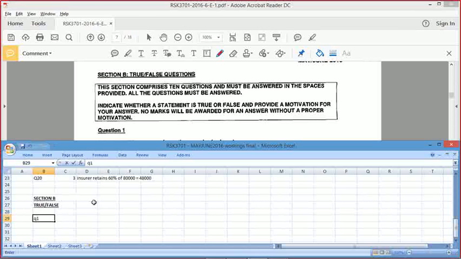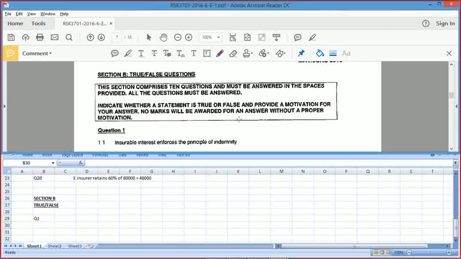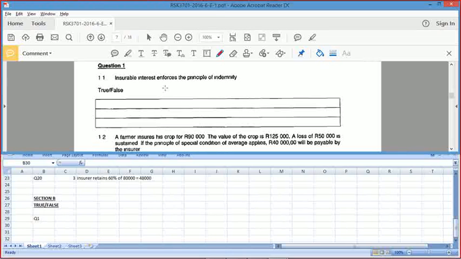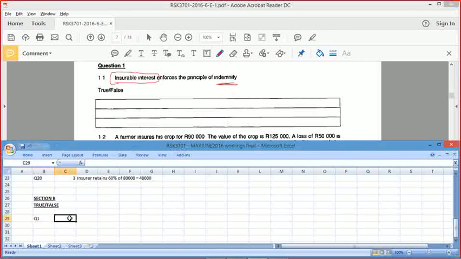Alright, so question number one. Let's see what the focus is here. Okay, insurable interest enforces the principle of indemnity. Insurable interest needs a relationship between the insured and the event that could arise in terms of loss. When looking at the principle of indemnity, indemnity is putting the person back in the place they were before. So I don't agree with that, because they're two different concepts. So that's false.